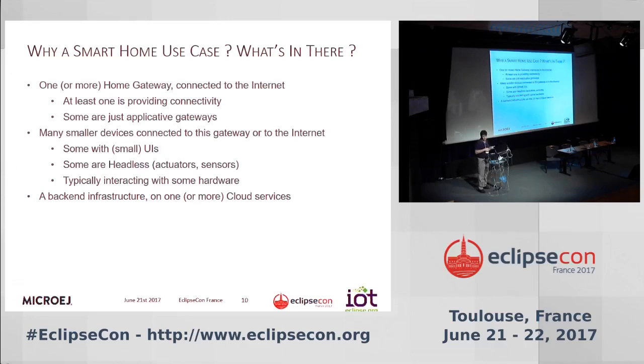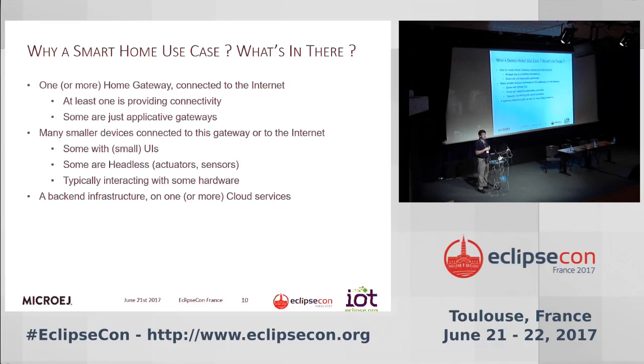And of course, the constrained devices typically interact with some hardware, like what we call the temperature sensor. The temperature device is actually made of a microcontroller controlling a physical temperature sensor through GPIO or I2C, and the microcontroller is running a little software stack, publishing information to the gateway. And of course, in a smart home scenario, there is typically a backend service.